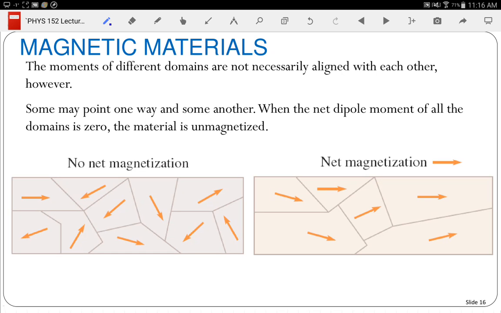So they all align together. But in a normal material, such as what this was before I started the lecture, those domains are just randomly oriented. If they're randomly oriented, what do you suppose the net magnetism is? Zero. So it's not magnetic.